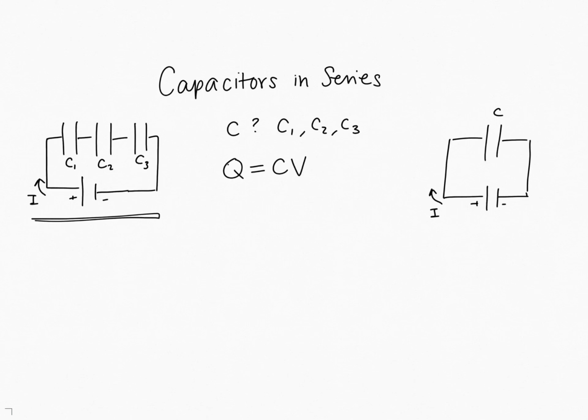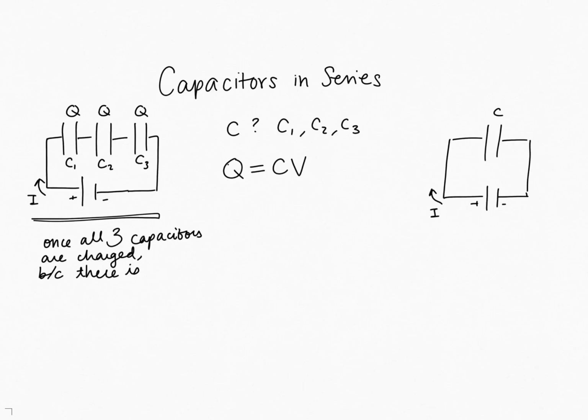Now let's consider the circuit on the left. We know that the charge Q on each of these must be the same. Once all three capacitors are charged, they must have the same charge because there is no longer any movement.